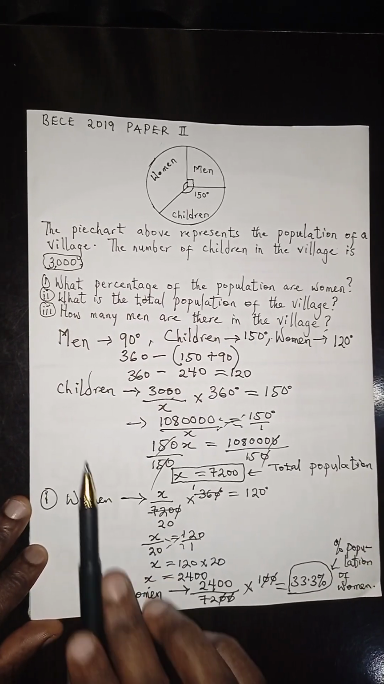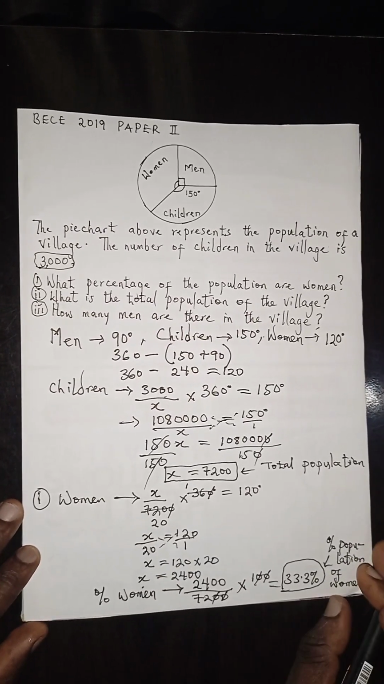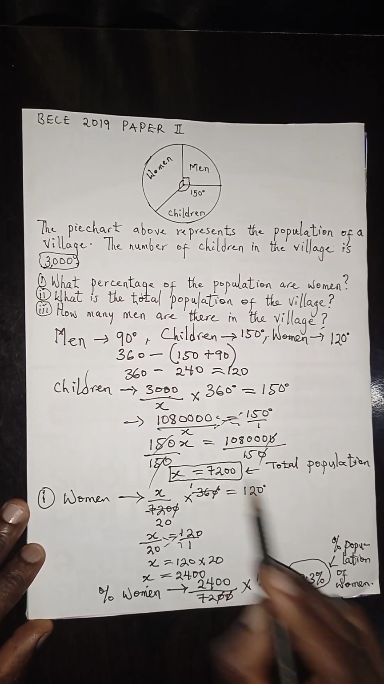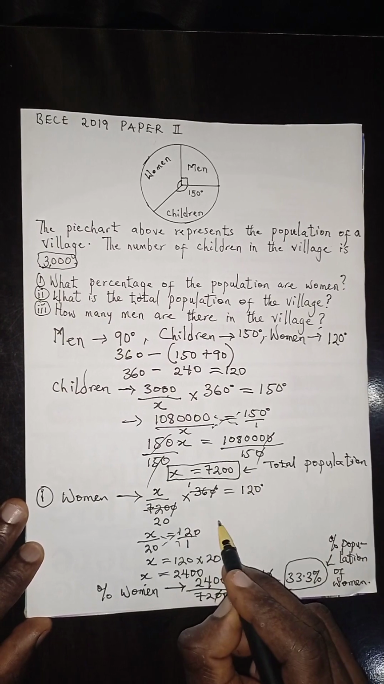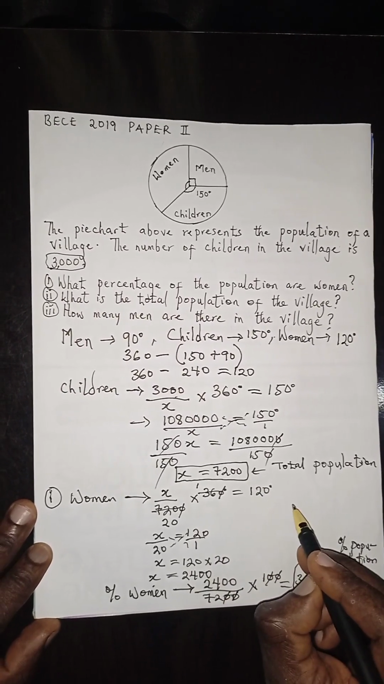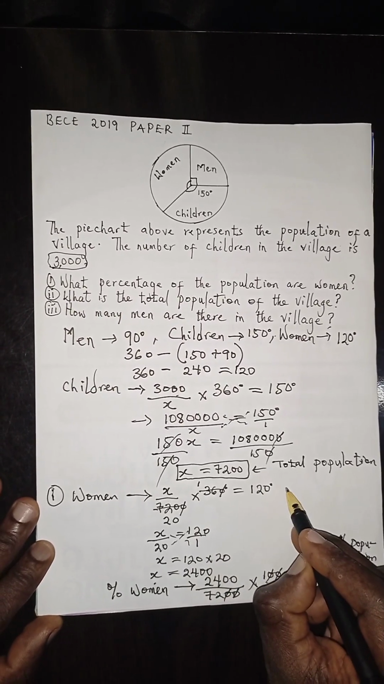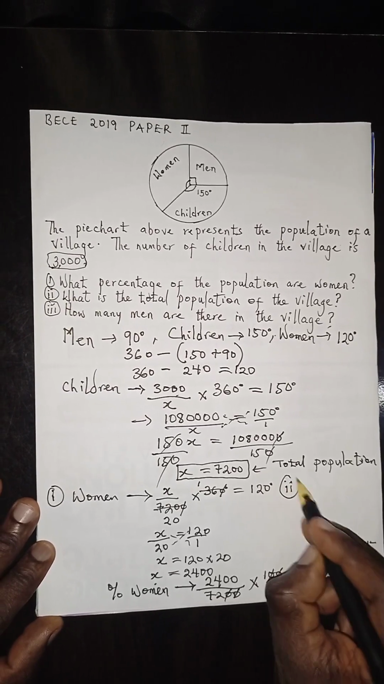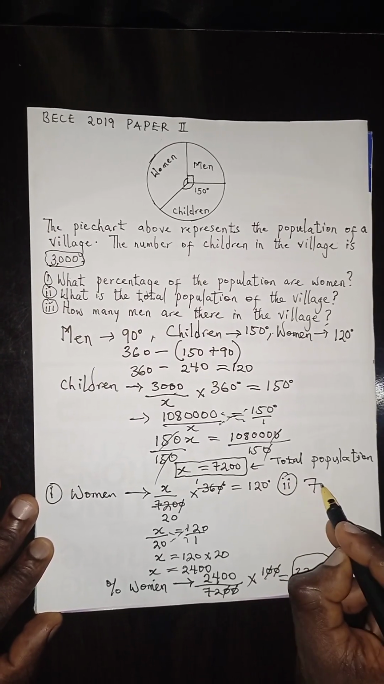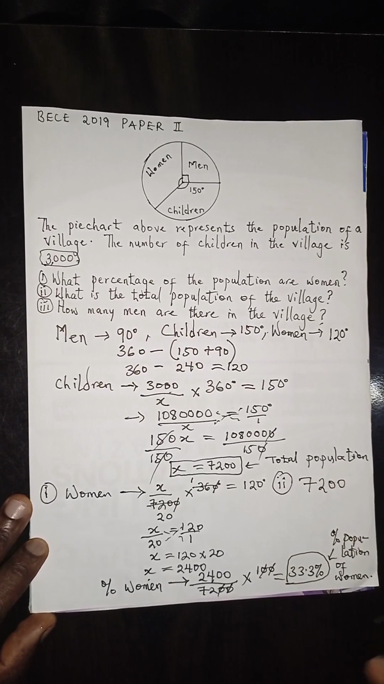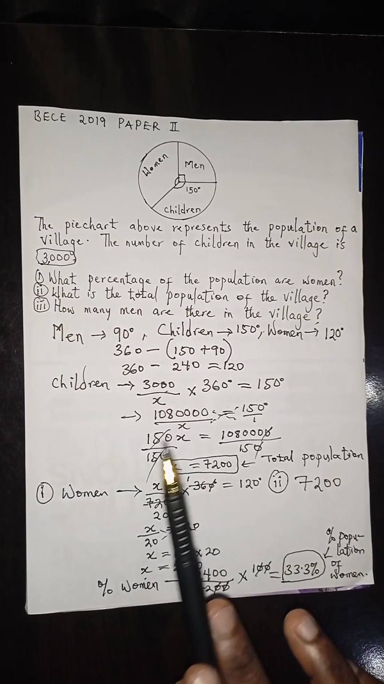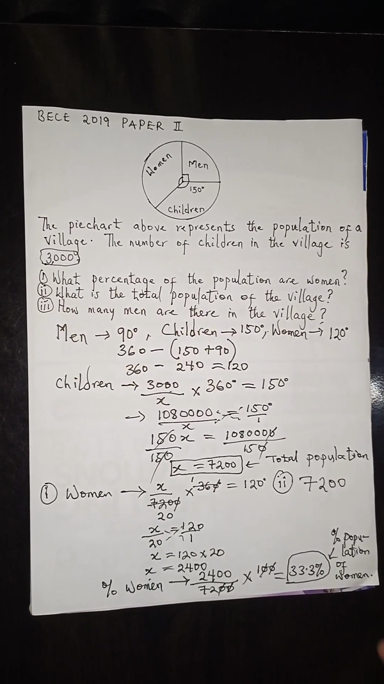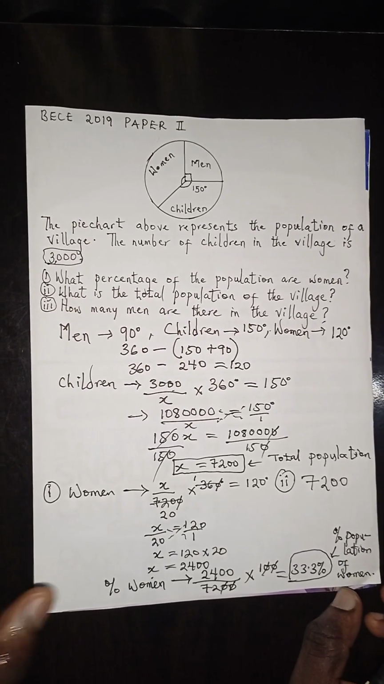Then the second question says, what is the total population of the village? Well, we've already gotten the total population of the village. So the second part of the question, I'm just going to write it here. The second part of the question is 7,200. Then for the third part, the question says, how many men are there in the village?